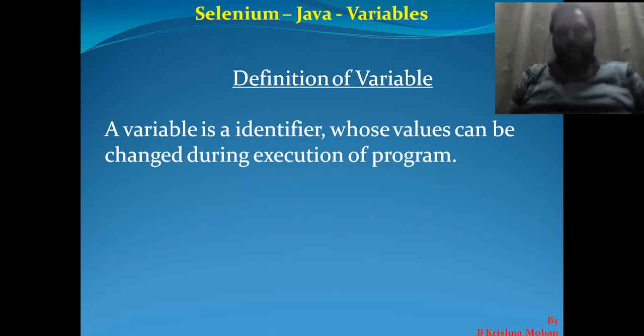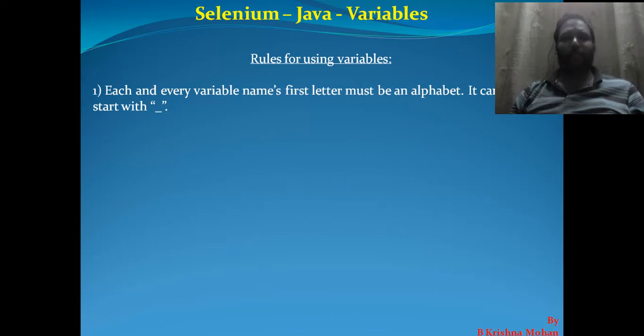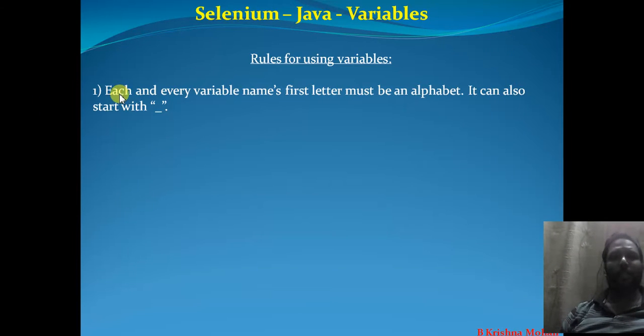But from an interview point of view, most people don't ask you about the definitions at all. The main important thing is how variables are declared and how you can initialize them. Going further, there are different rules for creating a variable. The first rule is that each variable name's first letter must be an alphabet, and we can also start with an underscore.